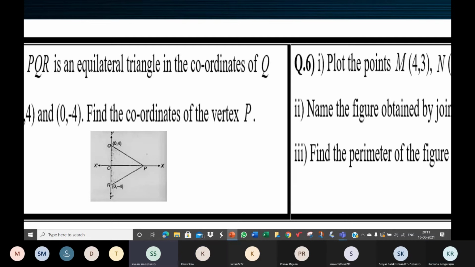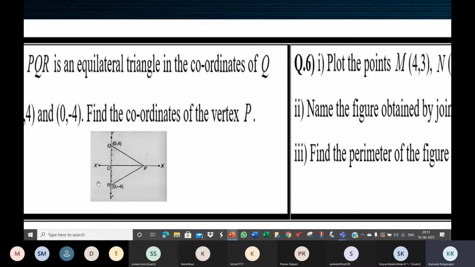8, ma'am. 8 units. Yes. 4 plus 4. 4 out here and 4 out here. So 4 plus 4, 8 units. The side of this equilateral triangle is equal to 8 units.